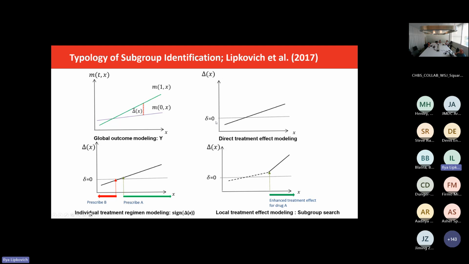Other researchers focused on estimating delta X directly, obviating the need to estimate prognostic scores, or emphasizing the direct estimation of these causal parameters. Yet the third group was focusing on directly estimating individualized treatment regimens. So essentially we want to know what the sign of delta X is, not necessarily delta X, but the sign.